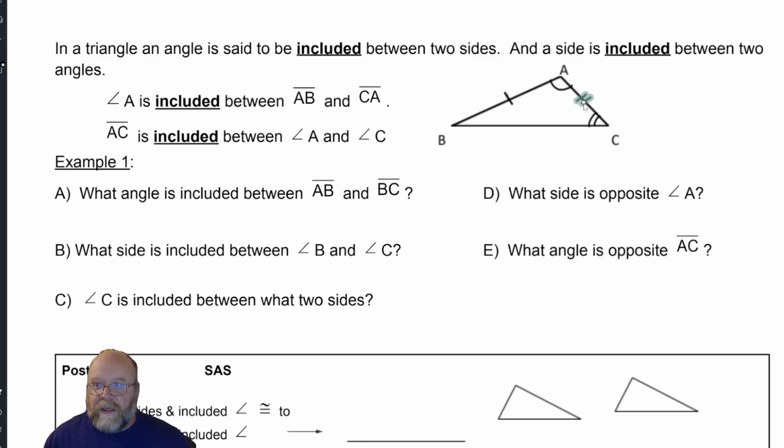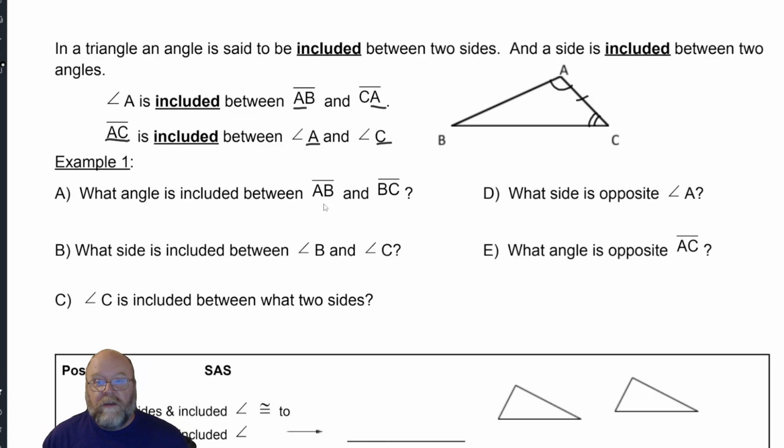So let's look at these. Now this side right here is not included by the angles. You see? It's over here. C doesn't want anything to do with you. But this side right here is included between these two angles. Another way to look at it is angle A: the letter A is actually in both sides. And AC is the two angles. That'd be another way to look at it. It's included in the name. Whatever way works for you.